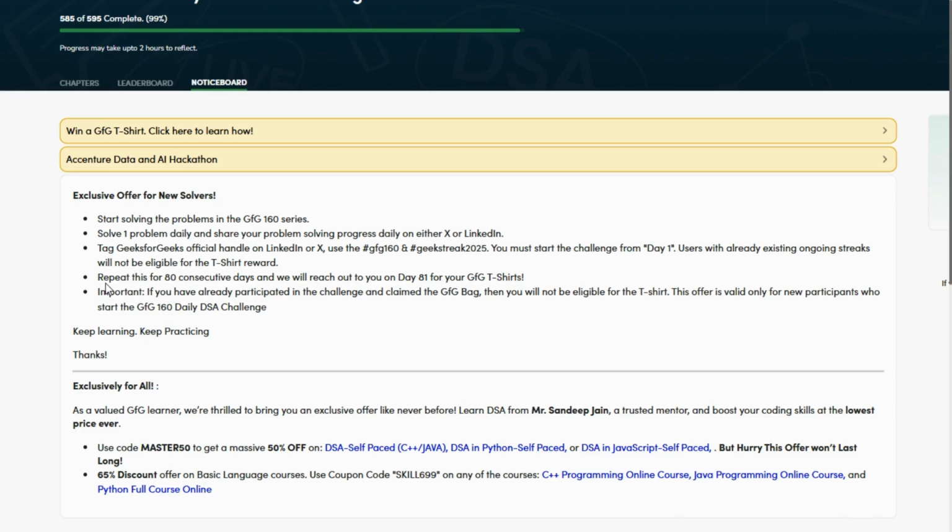Make sure that if you break any day, you lose the chance to win the swag. So make sure you continuously solve for a minimum of 80 days. Then you will be eligible to win the t-shirt. They have mentioned they will reach out to you on day 81 for your GFG t-shirt. So make sure to complete the minimum 80 to 90 days challenge.